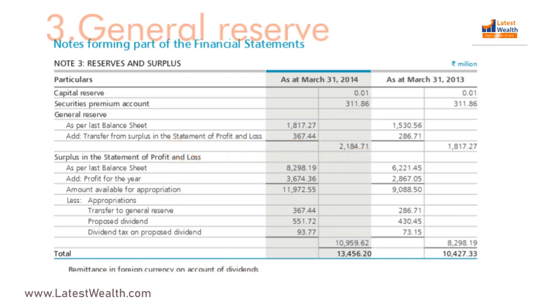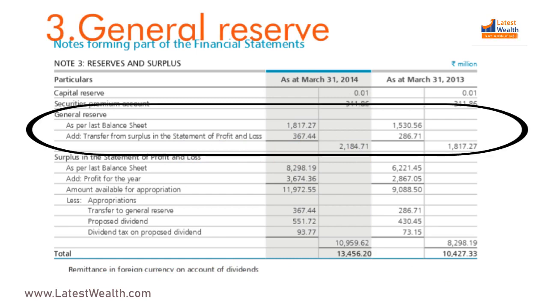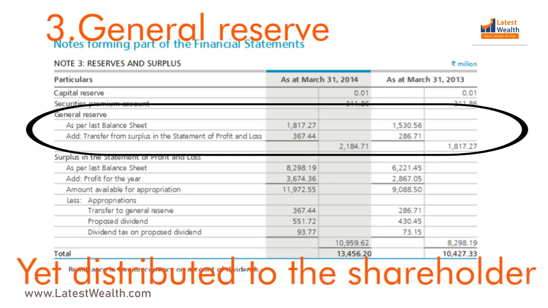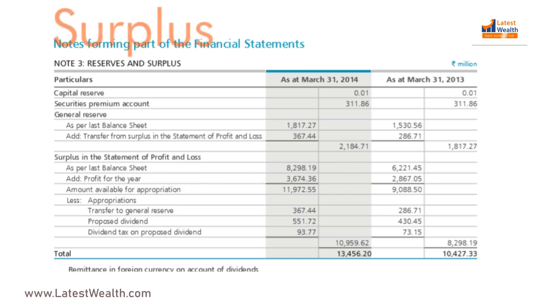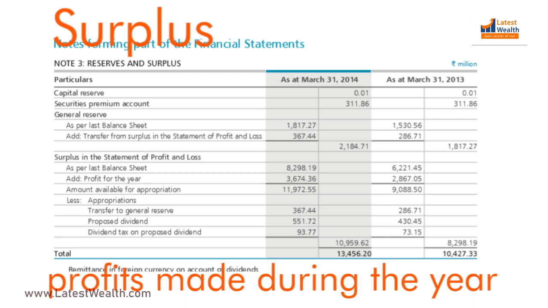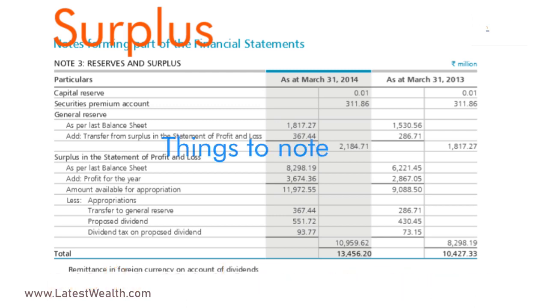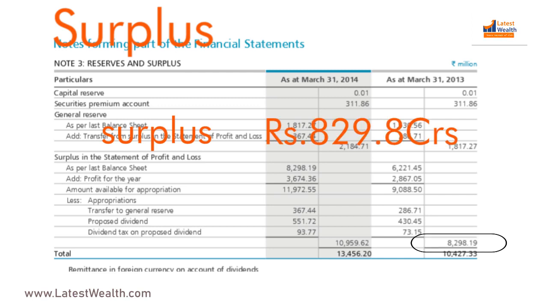3. General reserve. This is where all the accumulated profits of the company, which are not yet distributed to the shareholders, reside. The company can use the money here as a buffer. As you can see, ARBL has rupees 218.4 crores in general reserves. The next section deals with the surplus. As mentioned earlier, surplus holds the profits made during the year. A couple of interesting things to note. At present, in the last financial year 13 balance sheet, the surplus was 829.8 crores.